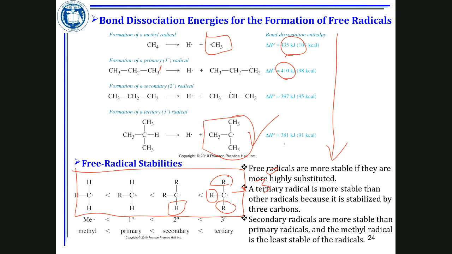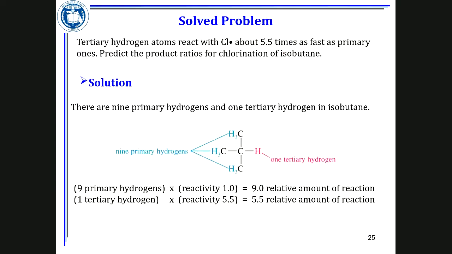Any questions? Does it make sense, the delta H value or the enthalpy? The greater it is, that means the activation energy is higher and the reaction is slower, and the faster the reaction, the more stable the product or the reactive intermediate. Any questions? No questions? Okay, tertiary is more stable than secondary, which is more stable than primary, and that is more stable than methyl.